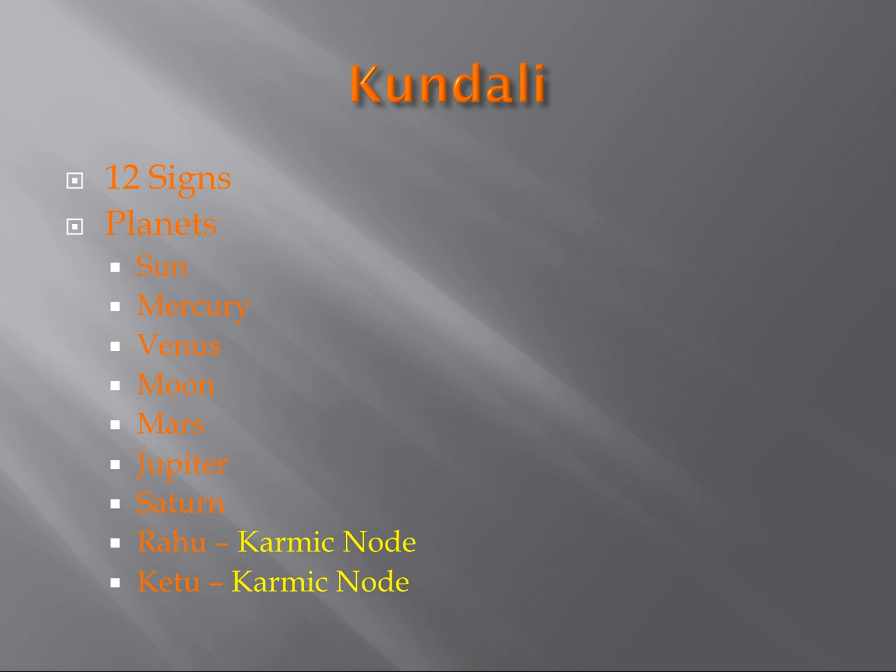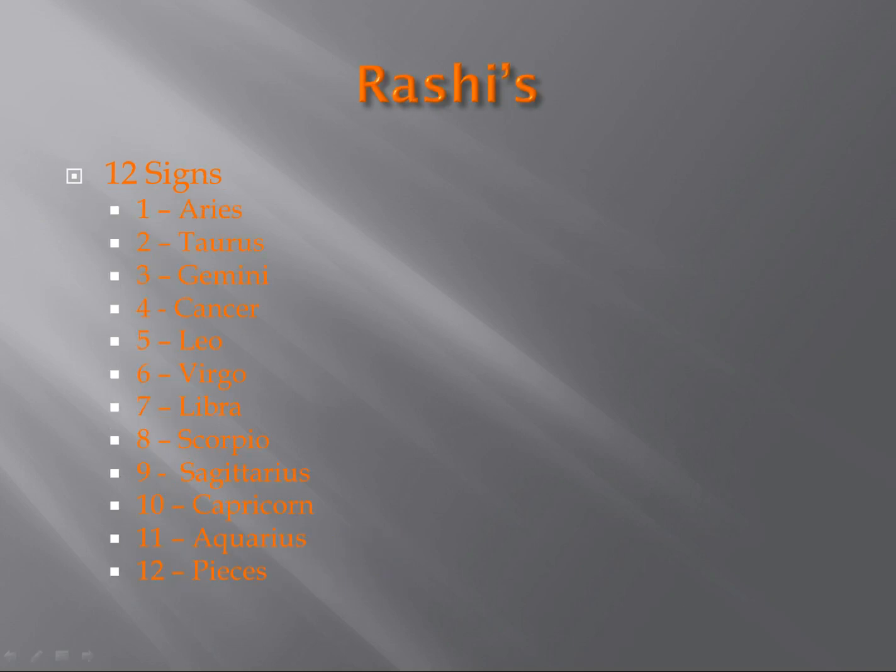I'm mentioning these distances from the Sun with a specific reason, and I will explain that reason in the later part of this video. Rahu and Ketu are, as I mentioned, karmic nodes, and they do not physically coexist inside the galaxy. So let's move on to the 12 signs.